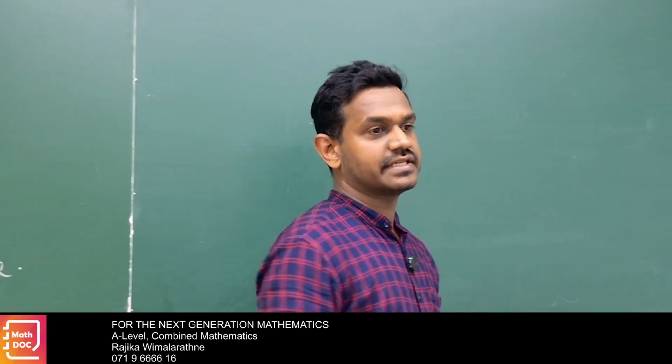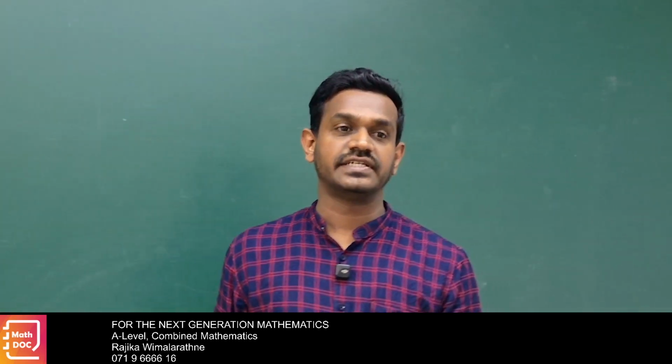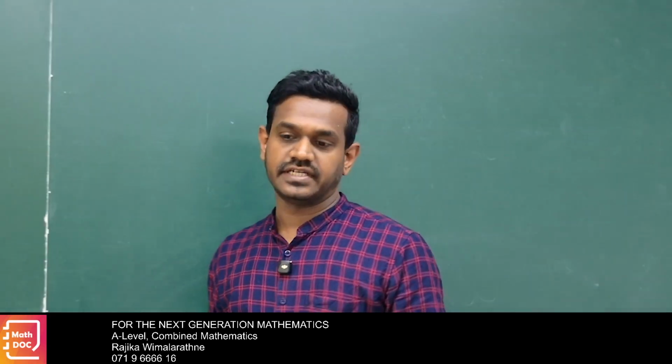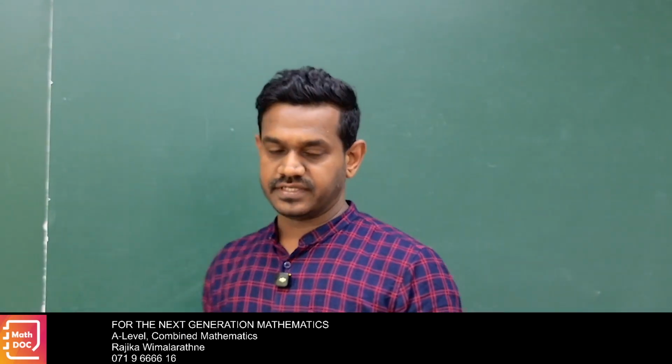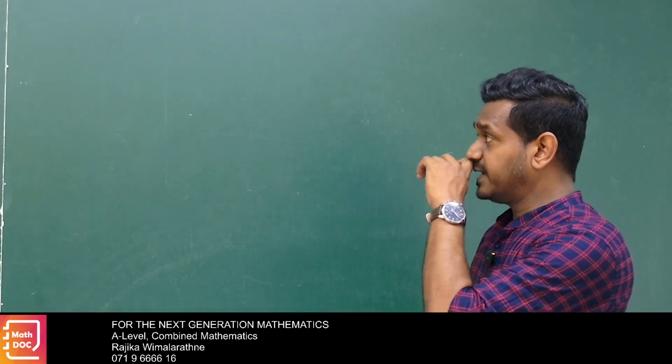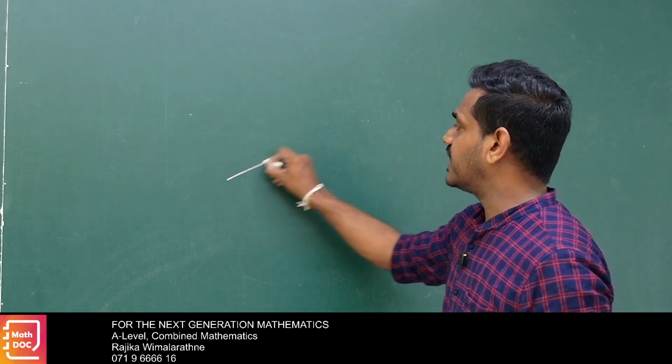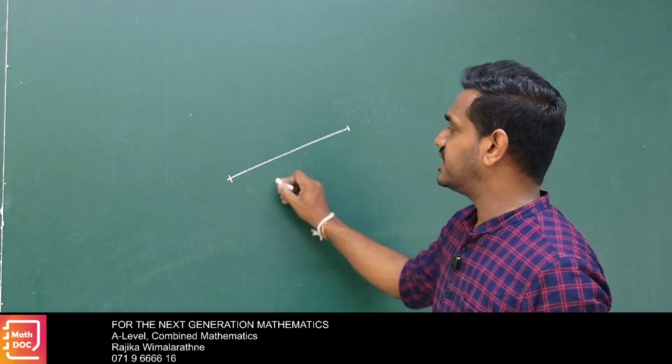Then the second one, which is new to you, write down: radian measurements. Okay, this is new to you. So here it is. You consider a line segment, let's say of length r.